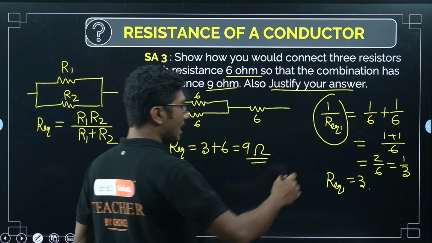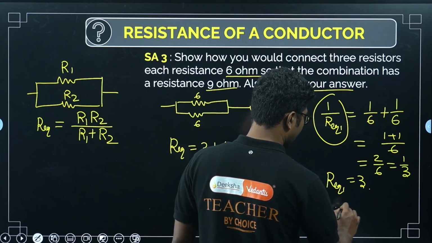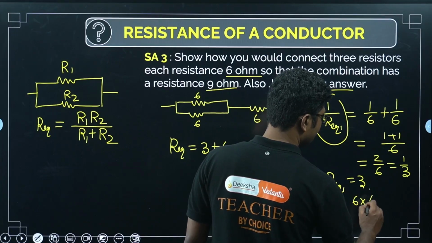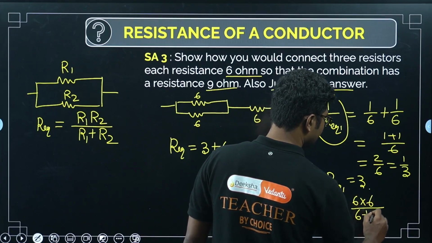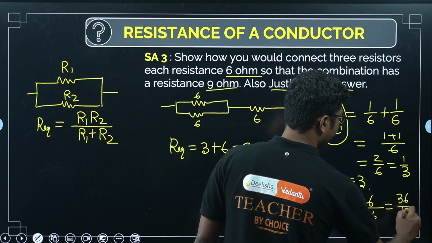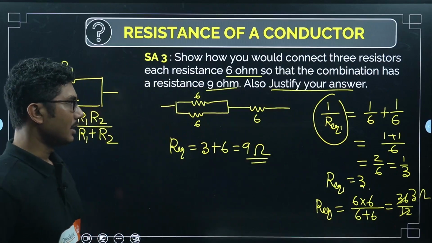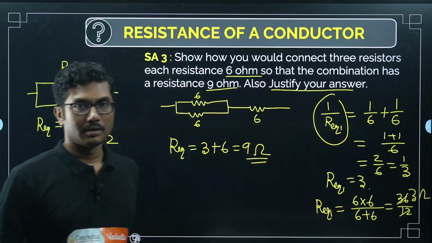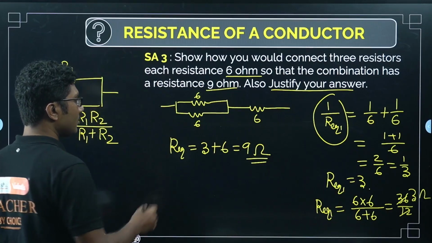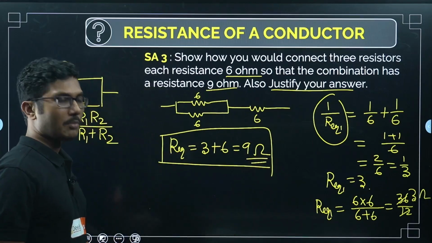For example, let us now use the shortcut method and try to find REQ1. It is 6 times 6 divided by 6 plus 6. So it is 36 divided by 12. So it is 3 ohm. Now tell me which one is simpler, this method or this method? Mention that in the comment below. So this is the equivalent resistance, this is your justification, and you will score full marks out of this.